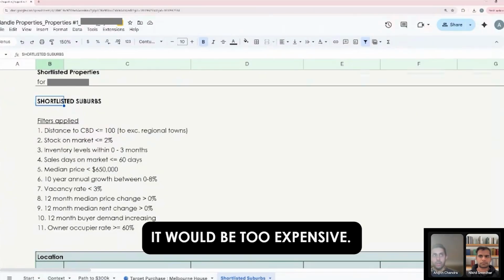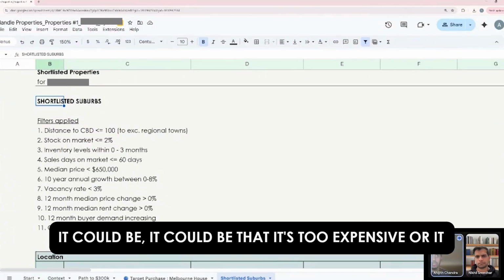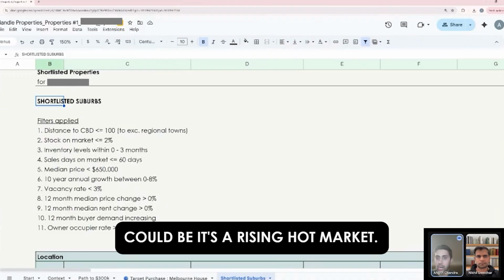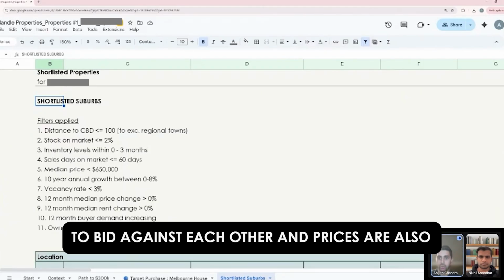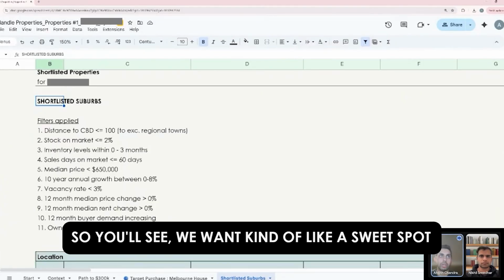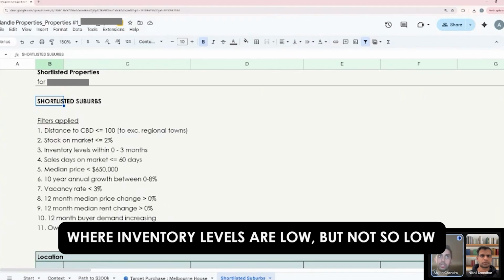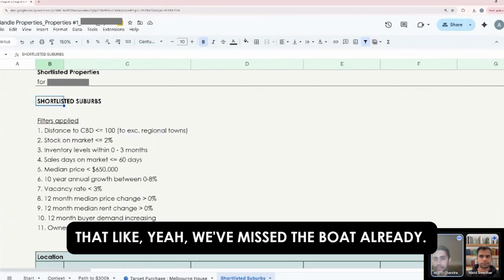It could be that it's too expensive, or it could be that it's a rising hot market. When things are flying quickly, people are starting to bid against each other, and prices are also starting to move up with it as well. So you'll see, we want a sweet spot where inventory levels are low, but not so low that we've missed the boat already.